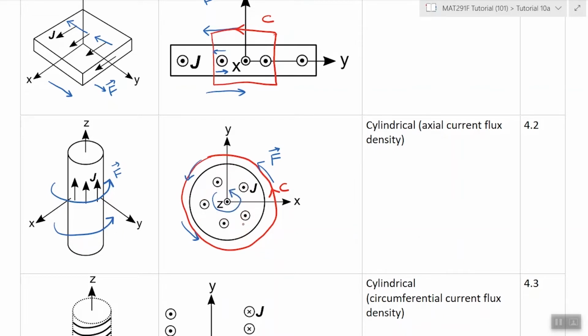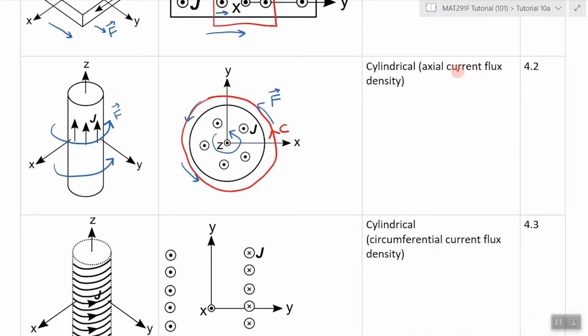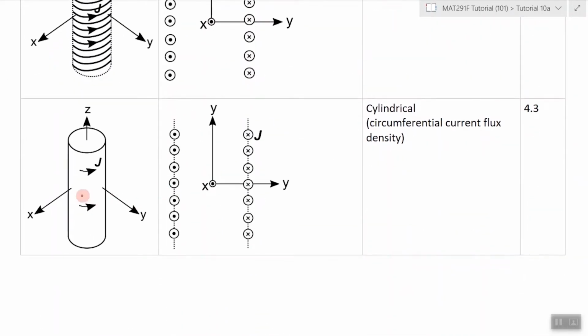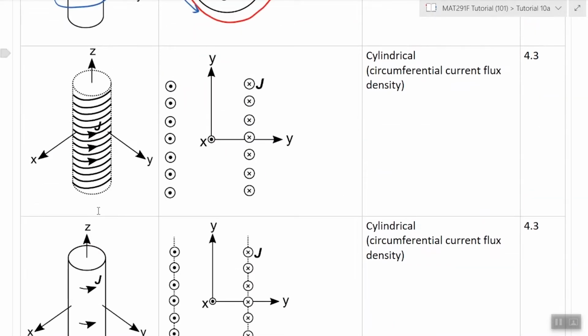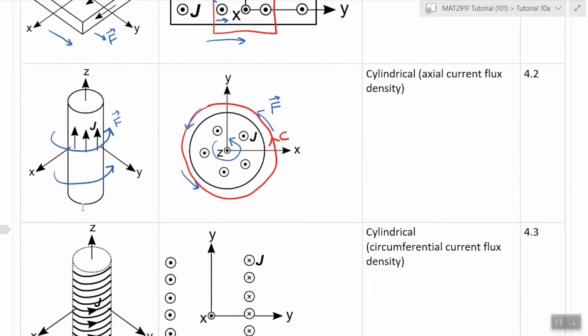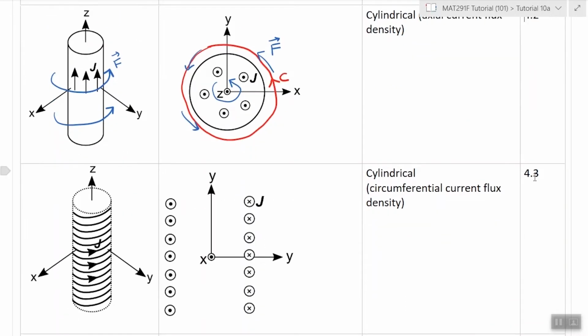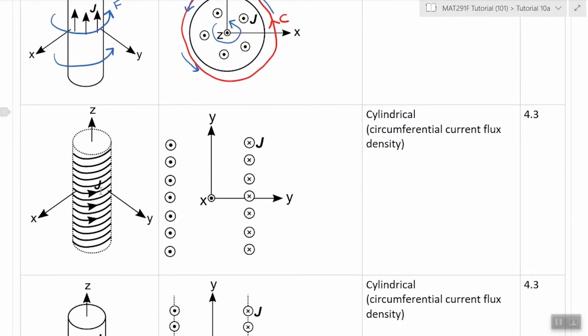There is another option. The reason why I'm specifying the kind of current density is because in a cylinder, you could also have a situation like this, where the current is flowing circumferentially. Okay. And this is discussed in section 4.2. In section 4.3, you have geometries like this one. This is an infinite axial helix.